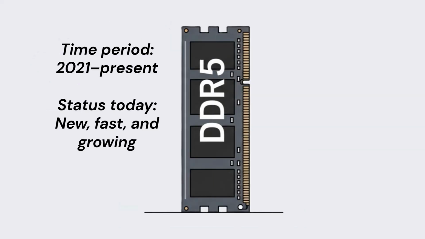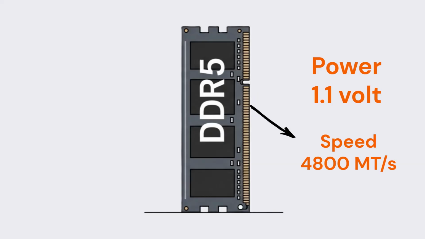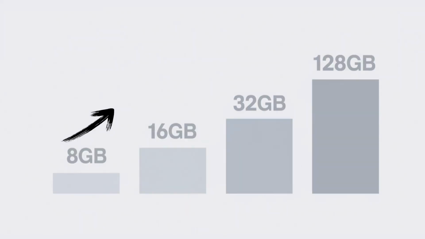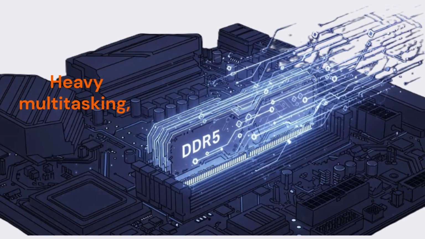DDR5, the new generation. Time period, 2021 to present. Status today, new, fast, and growing. DDR5 is the latest generation, even lower power, 1.1 volts, and the power management chip is actually on the RAM stick itself, smarter and cooler. It starts way faster, 4,800 MT/s minimum, and common kits go 6,000, 8,000 plus MT/s. Huge capacity jumps, sticks up to 128 gigabytes or more possible, great for heavy multitasking, video editing, AI stuff, or future-proofing.